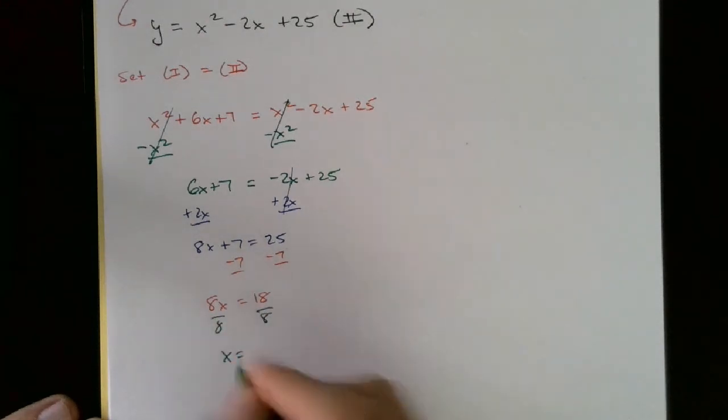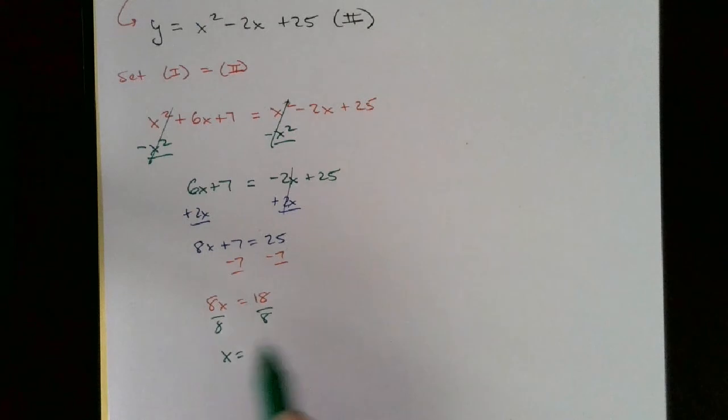So you get x equals, make sure you reduce this fraction. You should leave it as a fraction. 18 divided by 8 reduces by 2 in the numerator and denominator to 9/4. Now remember, x is just the first part of your coordinate, right? It's not the entire solution.